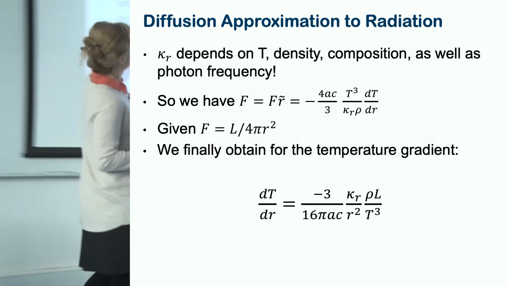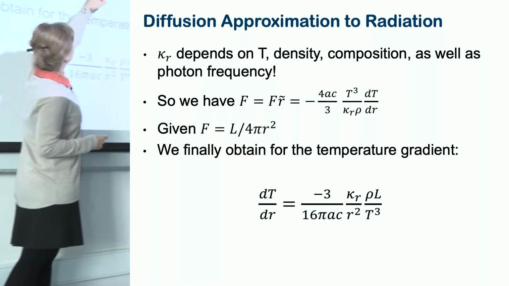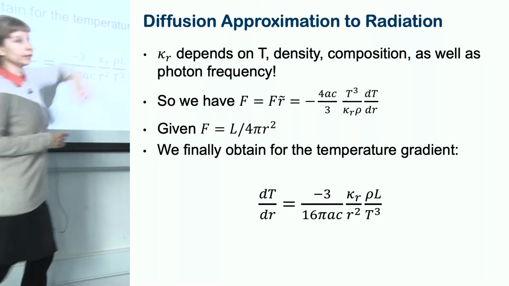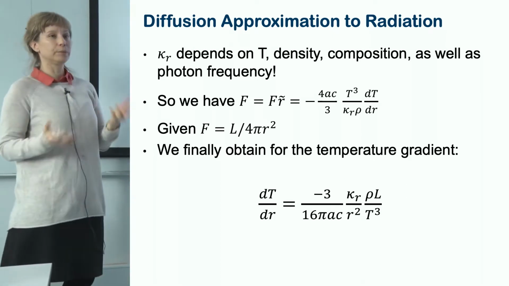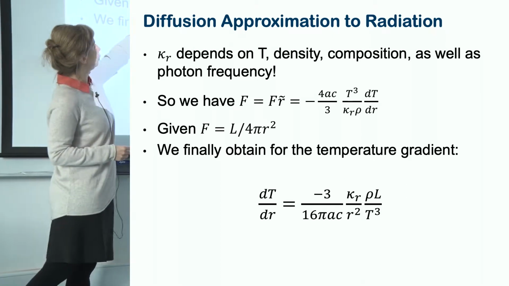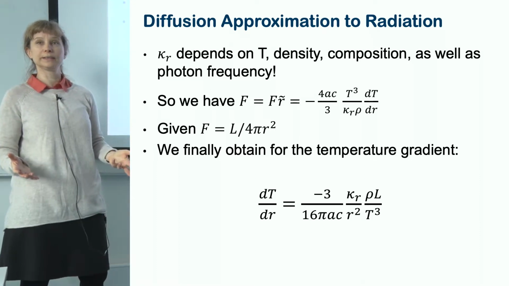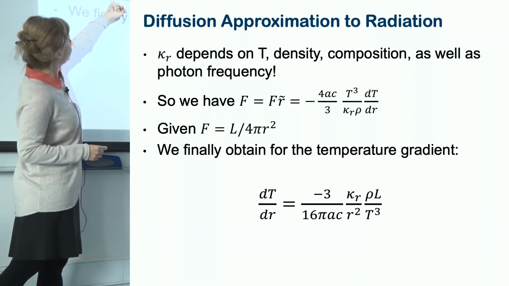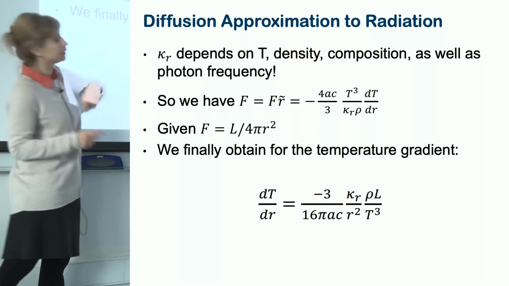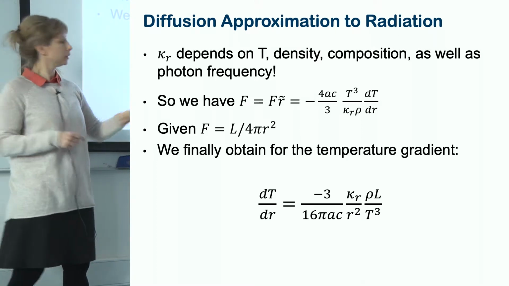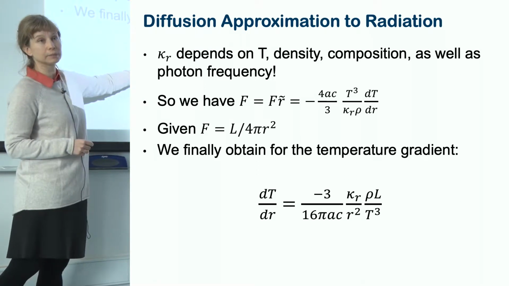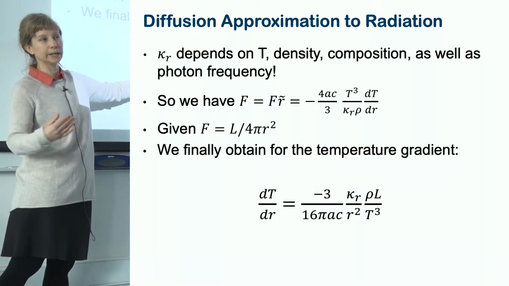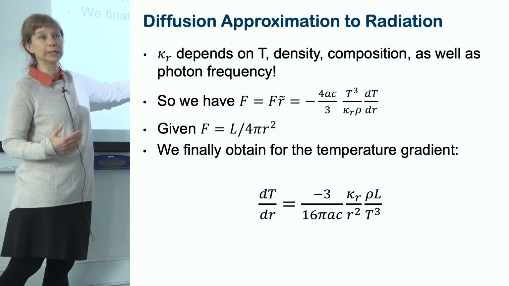Okay, so now our flux equals 4ac over 3 T to the power 3 times 1 over kappa R rho, times dT/dr. Now our flux F is the luminosity divided by the surface area of a sphere at some distance r from your source. So inserting F on the left-hand side here and rearranging for dT/dr, we get this expression for the temperature gradient. And this is what we use in radiative regions of stars, where the energy is carried by radiation and not some other transport mechanism.